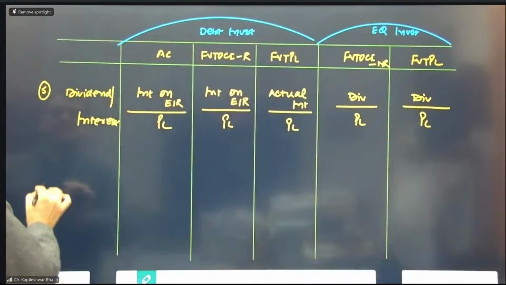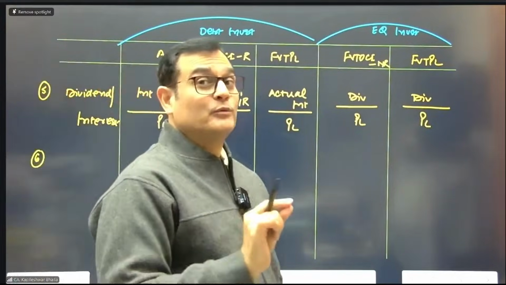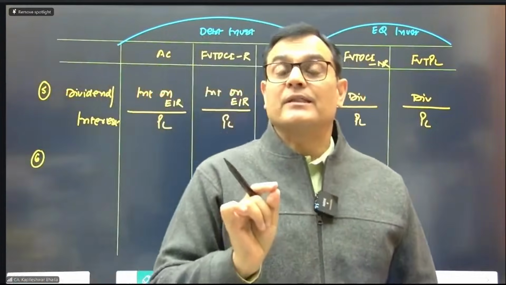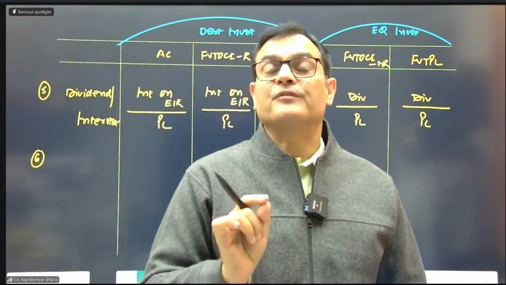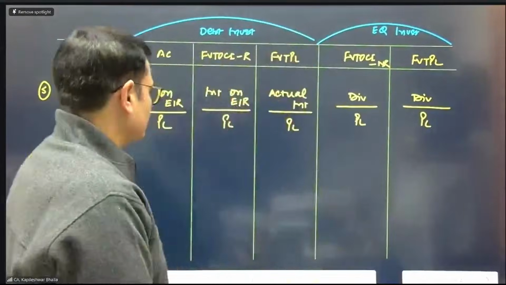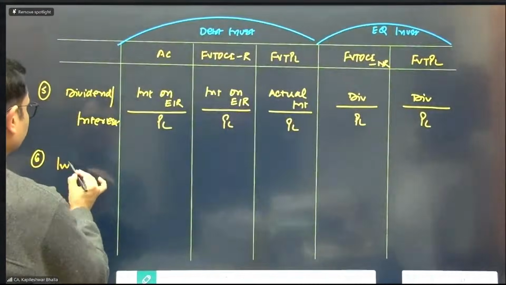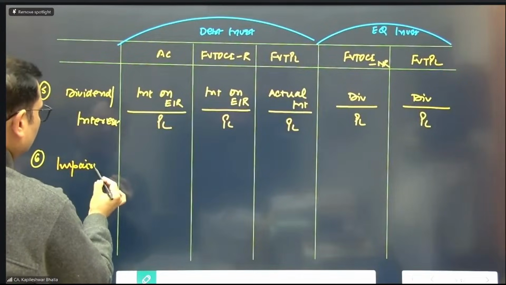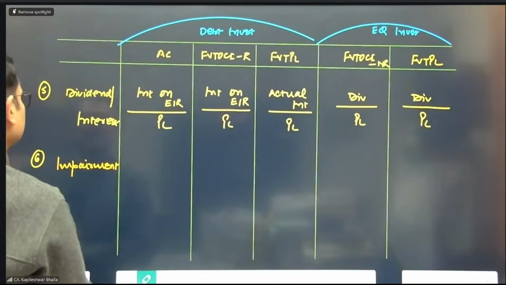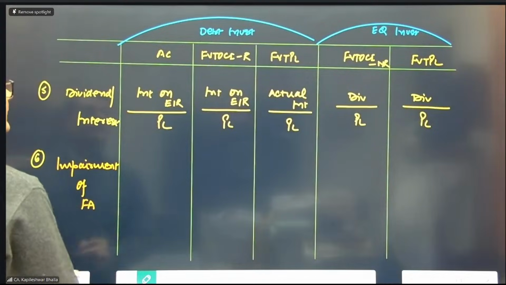Now, the next issue which I have not covered so far, but I want to put it down at this stage. Because later when we come to the concept of impairment, I just want to document at this stage. So I am putting the concept of impairment. We'll be talking of impairment later, so don't get worried. So impairment of financial assets.